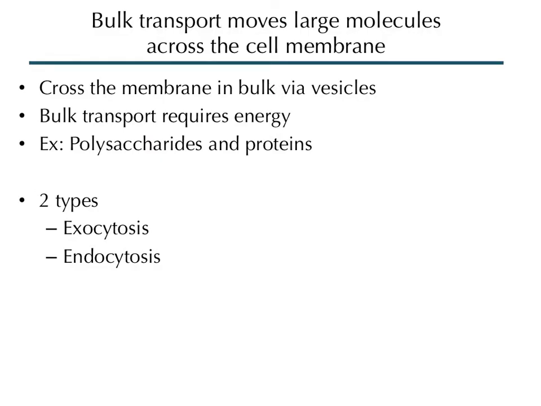Bulk transport is the last type of transport, and basically this is for moving large molecules across the membrane or taking large quantities of small molecules in or out at one time. So this is when cells are going to secrete molecules or do things like ingesting molecules from the environment. Well, there's two different types, exocytosis and endocytosis. So exo, like exoskeleton in an arthropod, exo means outside. So exocytosis is dumping products outside the cell.